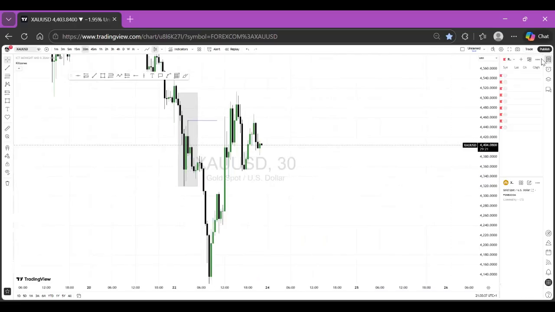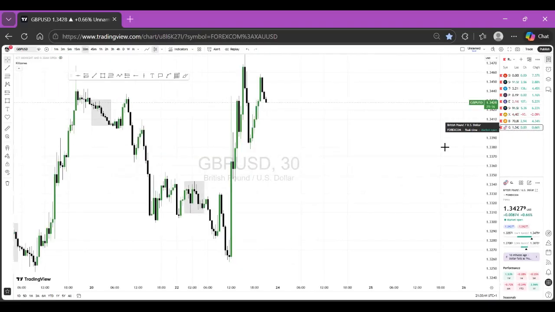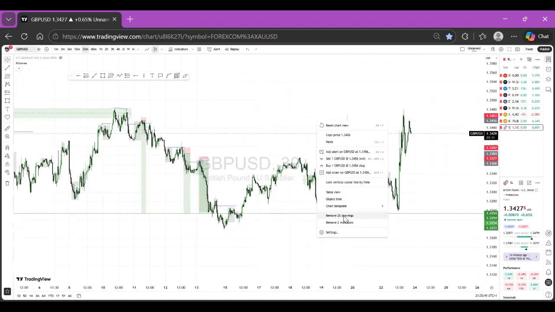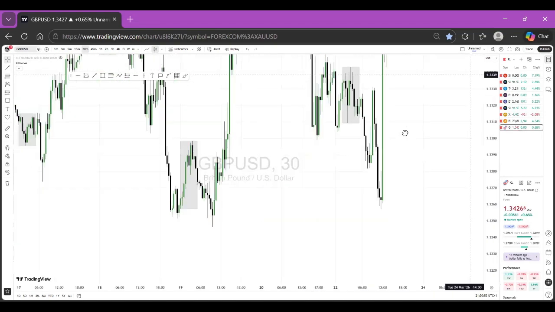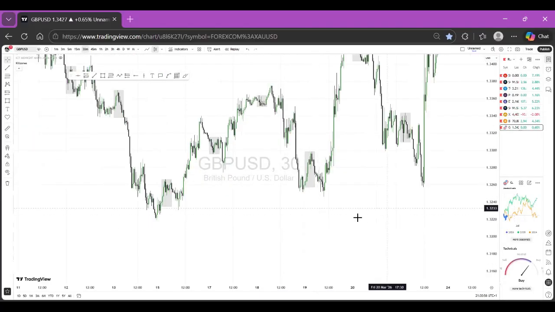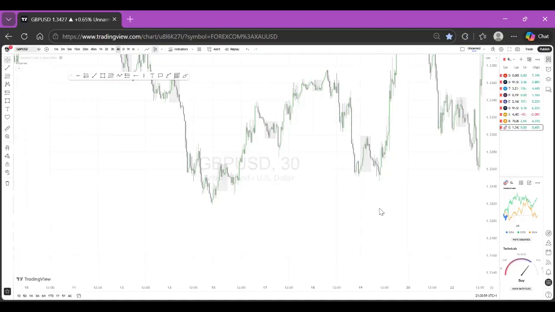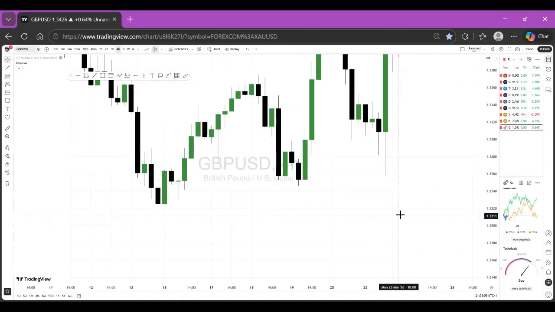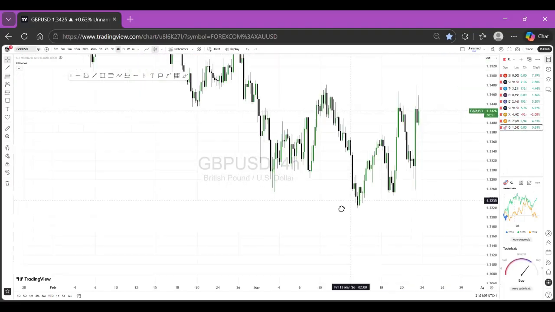And for GBPUSD, I took a setup today, which already hit my target, about 1 to 12 hours. So for GBPUSD, what did I see? Also the same thing, previous day low liquidity. On the 4-hour time frame, what can you see?